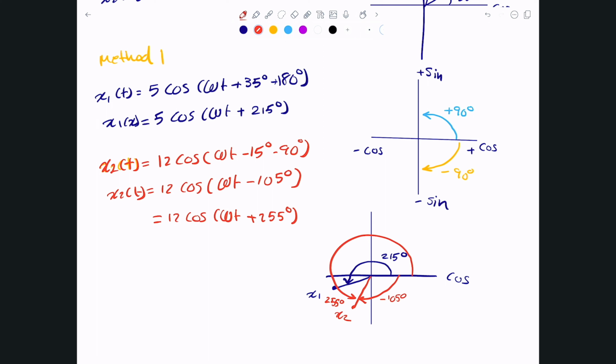Okay, so what's the difference between them? Well, the phase difference is basically 255 degrees because it's leading, minus the one that was lagging, which is 215. Okay, so 255 minus 215 is simply 40 degrees difference. So x2 is leading x1 by 40 degrees. So we got it that way.